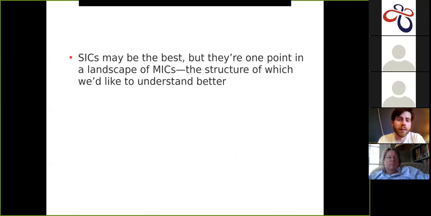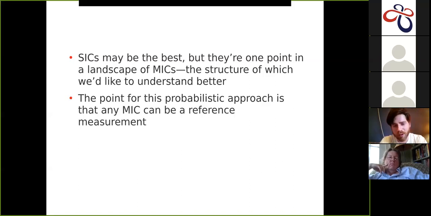And anyway, the point that I'm making in general is that although SICs may be the best for some purposes, really they are just one point in a landscape of MICs, and the structure of that space we would like to understand better, even if after we understand it perfectly, maybe it's the case that we will stand at that landscape and it will just be a monument to SICs. The point for developing the probabilistic approach, however, is that any MIC can be a reference measurement.